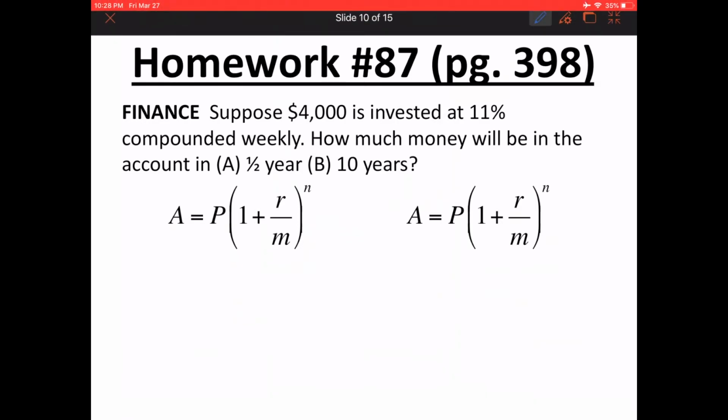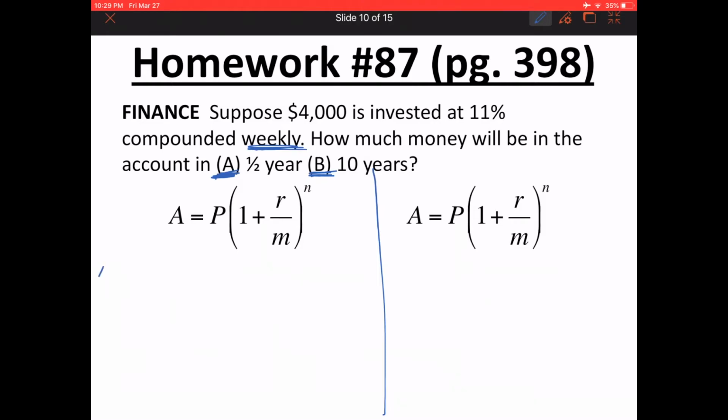Okay, let's look at our problem. Suppose $4,000 is invested at 11% compounded weekly. How much money will be in the account in A, half a year, and in B, 10 years? So that's why I have two equations here. I'm going to split my screen in half because I'm going to have to set up one equation for part A, one equation for part B.